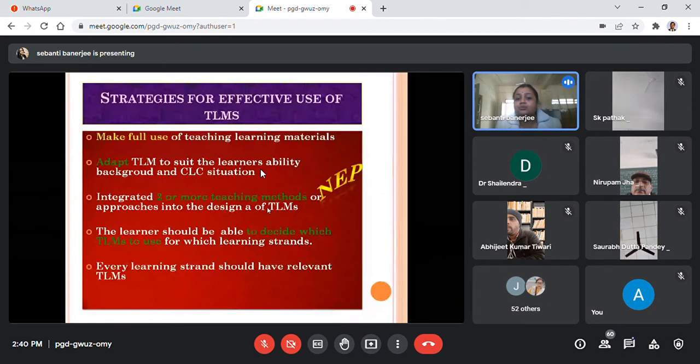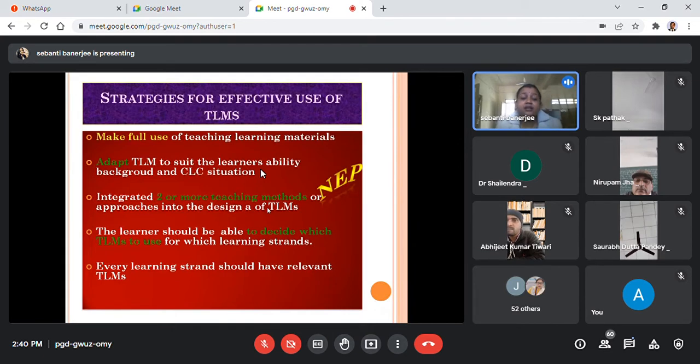Yes, it should always suit the learner's ability and background. We would not create a TLM for students who do not have any idea about ICT or technology. We should not make PPTs for them. They will become scared. We have to move into that slowly with small steps.